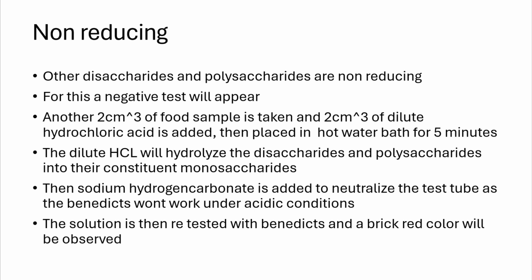Then sodium hydrogencarbonate is added to neutralize the test tube, as Benedict's won't work under acidic conditions. Because you added HCl, the Benedict's is not going to work. So you need to add sodium hydrogencarbonate here to neutralize that. And then the solution is retested with Benedict's. You do the same test as the first and you'll get a brick red color, so it will work now. What we need to do is break up that polysaccharide into the monosaccharides, then repeat the test. To break them up, you need to use dilute HCl to hydrolyze it, and then you need to neutralize that with sodium hydrogencarbonate.